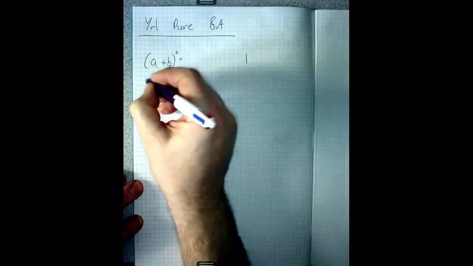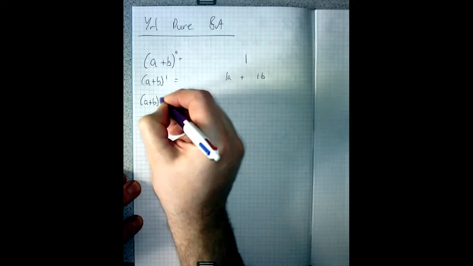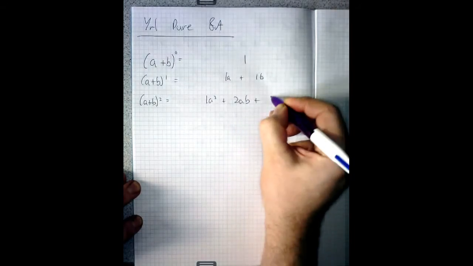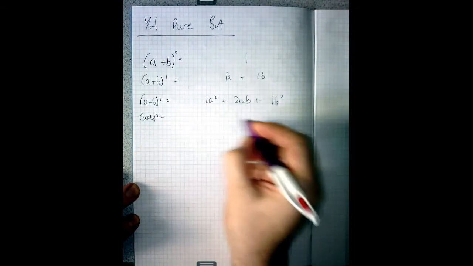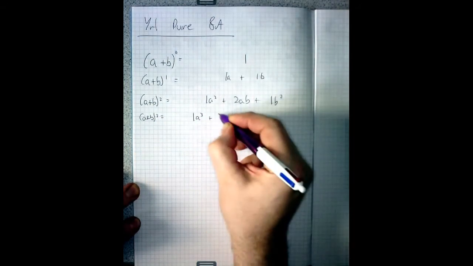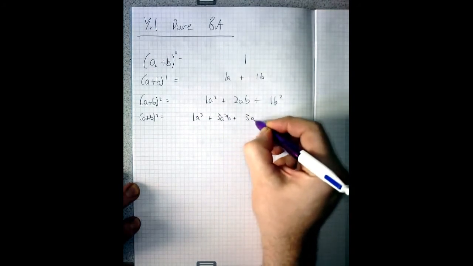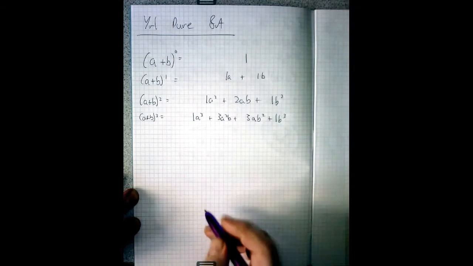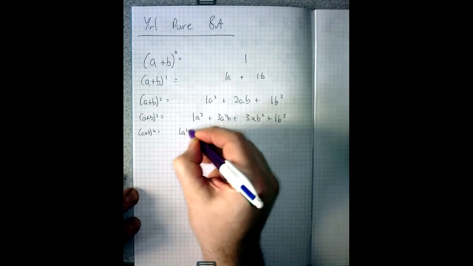Now we know that (a + b)^0 is 1. We also know that (a + b)^1 is 1a + 1b. (a + b)^2 is 1a² + 2ab + 1b². Now (a + b)^3, I haven't memorised this, I'm just using the triangle. And this is what it's all about: working out these expansions using the triangle. I'll do the next row.